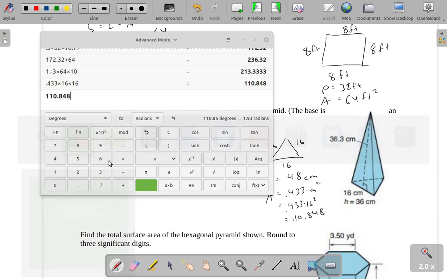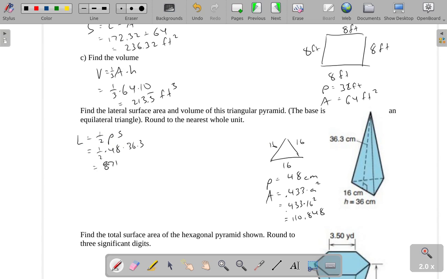Multiply that stuff together. 0.5 times 48 times 36.3, which gives me 871.2. I was told to round everything to the nearest whole unit. This was in square centimeters, which we would round off to 871 square centimeters. So that's the lateral surface area here.